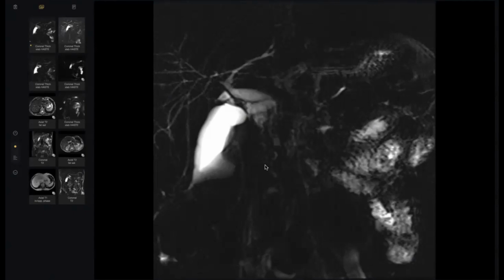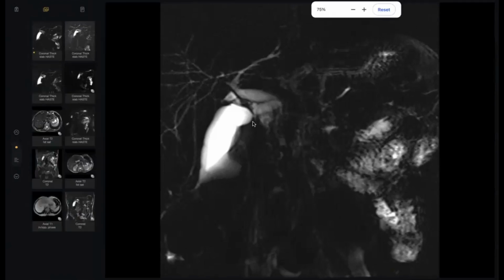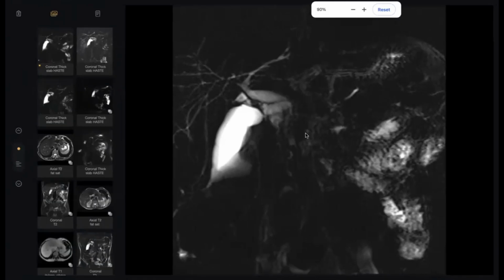In this MRCP image, I can see a fusiform dilated common bile duct and gallbladder. Fusiform dilatation of common bile duct, no evidence of significant intrahepatic biliary radical dilatation. Gallbladder is seen, but no definite evidence of any cholelithiasis. I would like to see the entire images to look for the pancreatic duct as well as its insertion into the ampulla of Vater.